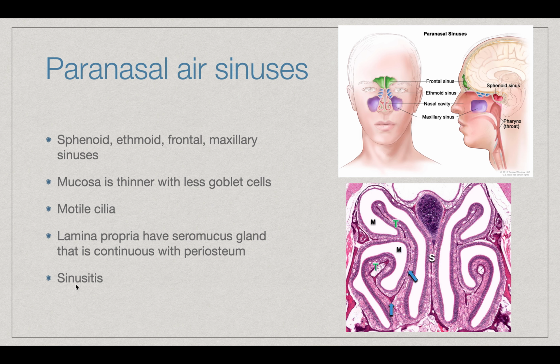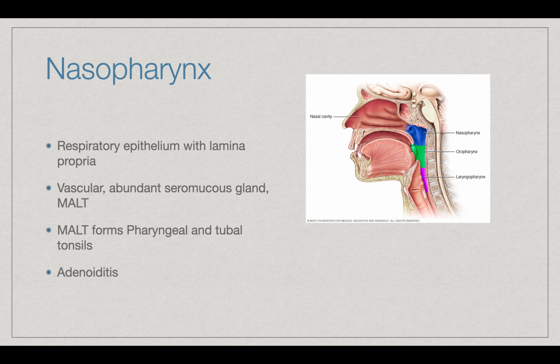They're kind of prone to sinusitis. And the lamina propria is continuous with the periosteum, and that can be quite serious, especially if you have severe sinusitis, especially in the maxillary sinus, because it's the largest, and it can lead straight into the brain.